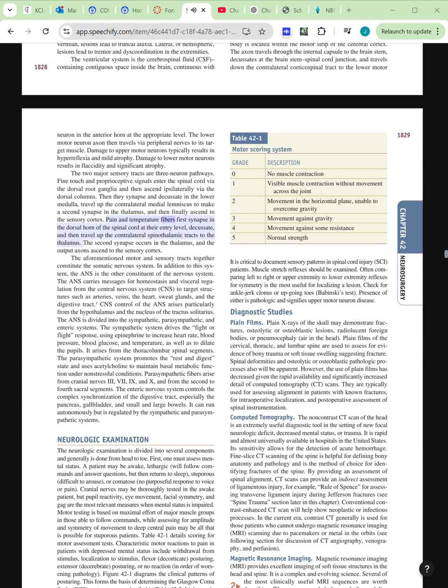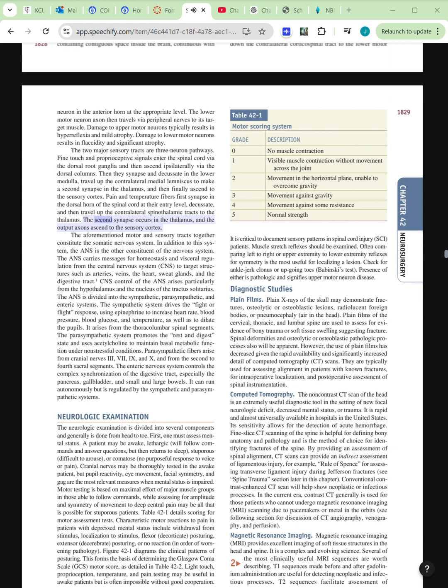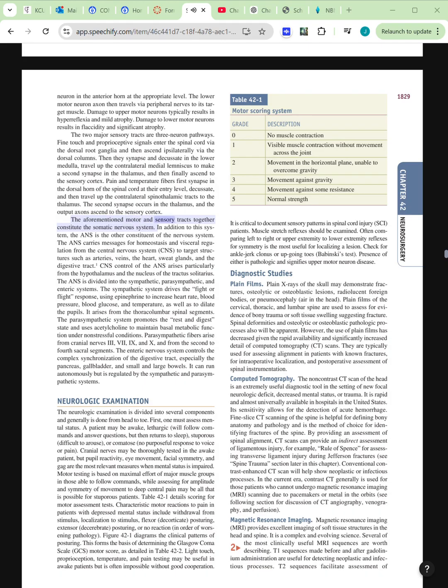Pain and temperature fibers first synapse in the dorsal horn of the spinal cord at their entry level, decussate, and then travel up the contralateral spinothalamic tracts to the thalamus. The second synapse occurs in the thalamus, and the output axons ascend to the sensory cortex. The aforementioned motor and sensory tracts together constitute the somatic nervous system.